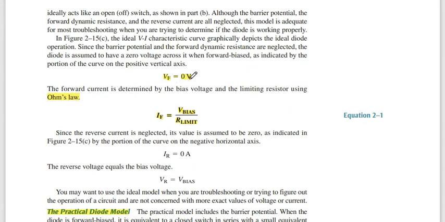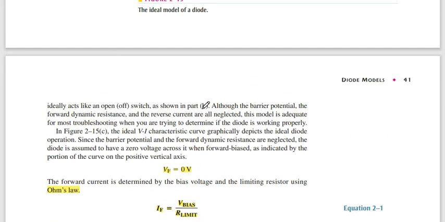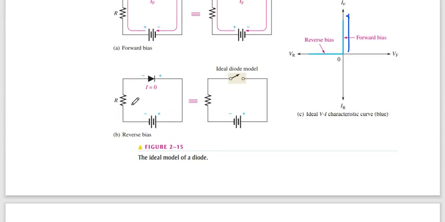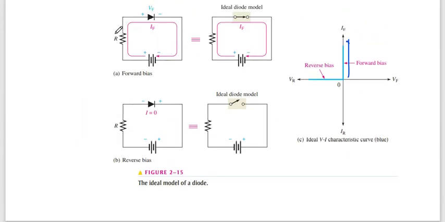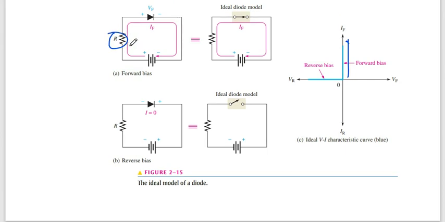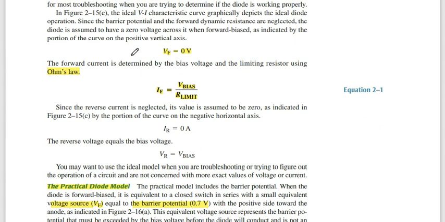And If is the forward bias current. Then in the ideal model, by applying Ohm's law, we know that V is equal to IR, and If is equal to V bias over R limited. What is R limited? R limited is a small r. This is capital R, which is applied in the circuit. So I is equal to V over R.